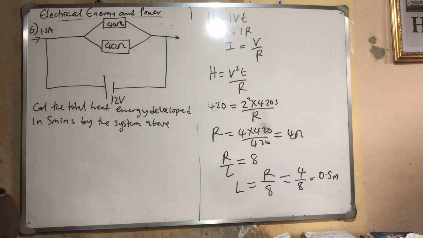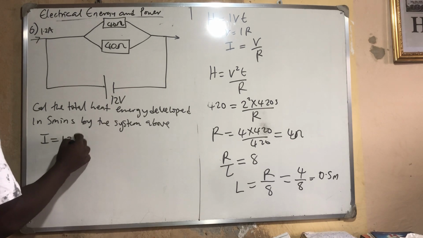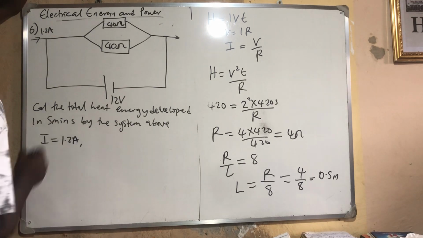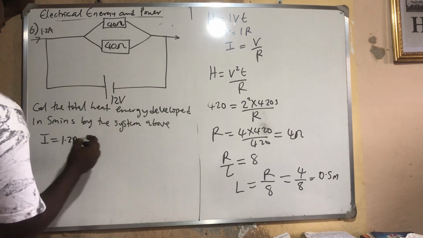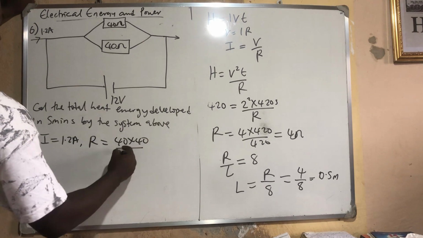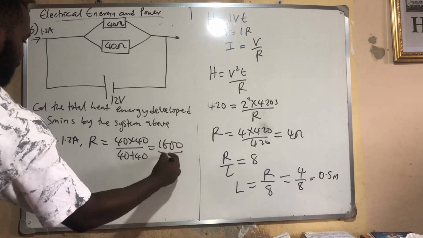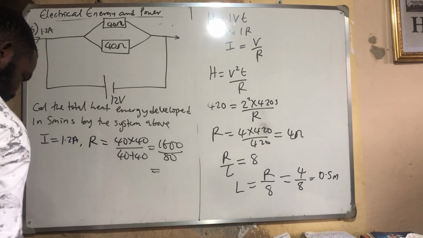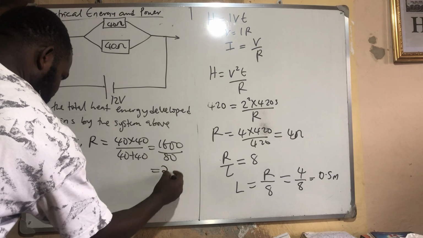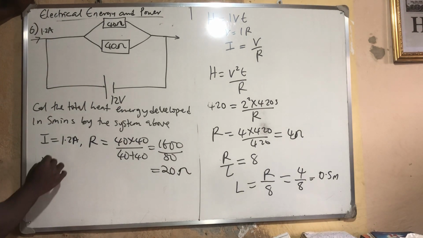Okay, so just bring out your parameters. The first thing I have is the current I. My I is 1.2 ampere. The second thing I have is the resistor R. To get the resistor R, they are in parallel. So I'm going to say 40 times 40 divided by 40 plus 40. So what do I have? 1600 divided by 80 will give you 20 ohms.